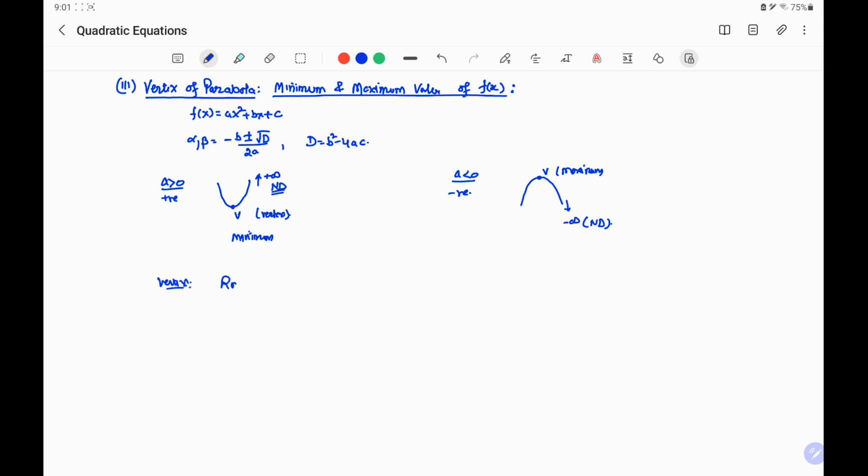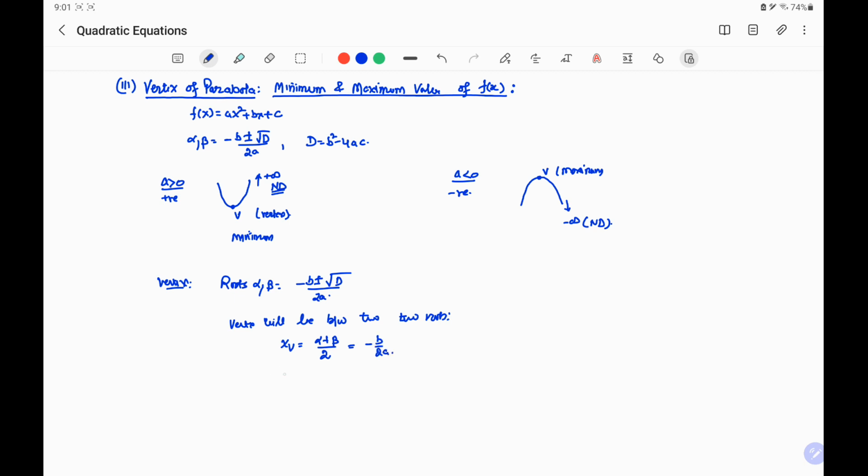Because the roots alpha and beta are (−b ± √D) / 2a, the vertex will lie between these two roots, that is, it is a midpoint. So we will say that the x coordinate of the vertex will be (alpha + beta)/2, that is equal to −b/2a.